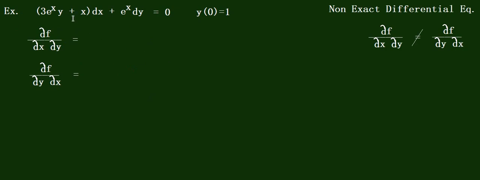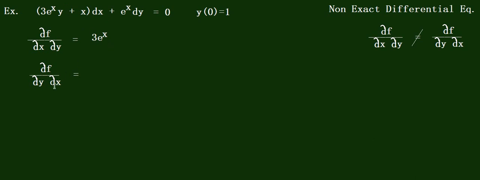So for this differential equation, let's figure out the partial derivative of f with respect to x and then y, which means we need to differentiate the first part with respect to y partially. So we will treat the x as a constant and y as a variable, so it will give you 3 into e to the power x, because y is a variable, so we need to take the constant out, and also the variable has the power of 1, so we will decrement the power by 1, so it will give you y to the power 0. Okay, and also x is a constant here, so it will give you differentiation of 0.